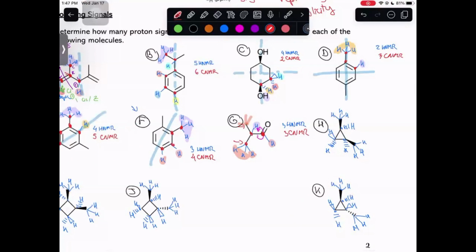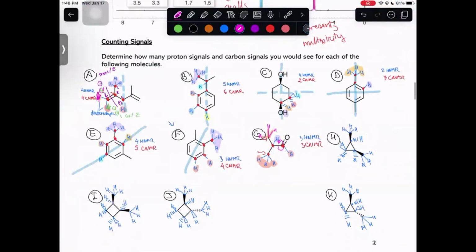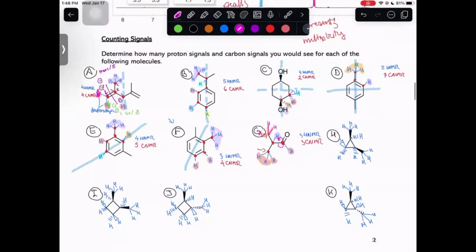So far, questions on that? Question in the back. There's only 3 HNMR signals because the hydrogens here on top are going to be the same exact as the ones in the methyl group at the bottom. Okay. So far, questions on that?